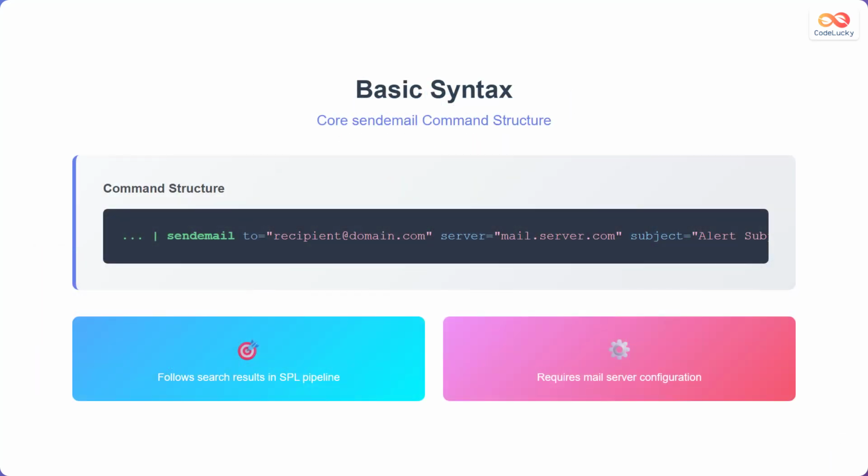Let's start with the basic syntax of the send email command. The send email command follows your search results in the SPL pipeline, meaning it processes the output of your search query. The basic structure includes three essential parameters. The to parameter specifies the recipient email address, the server parameter defines your SMTP mail server, and the subject parameter sets the email subject line. Remember that the send email command requires proper mail server configuration to function correctly. It's important to note that this command must be used after a search query with the pipe operator.